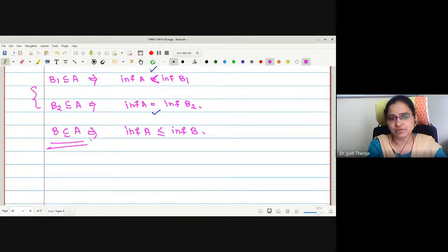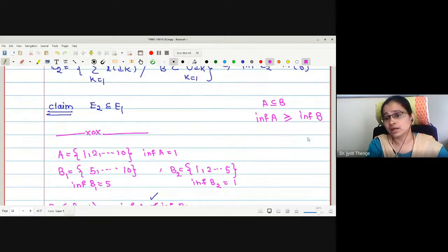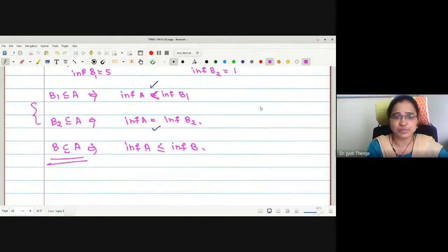Getting me? A notation I missed actually. If B is a subset of A, infima of A is less equal by infima of B. Similarly, if A is a subset of B, infima of A is greater equal by infima of B. Is it clear? This is not less equal. Here is actually a big mistake students were making, right? Let me close the example now.